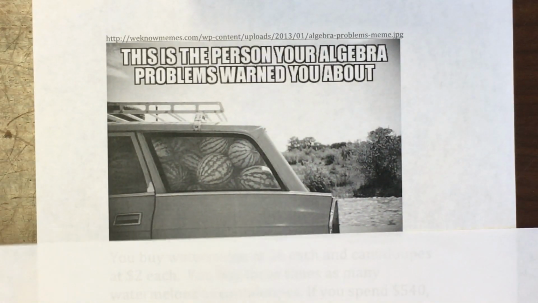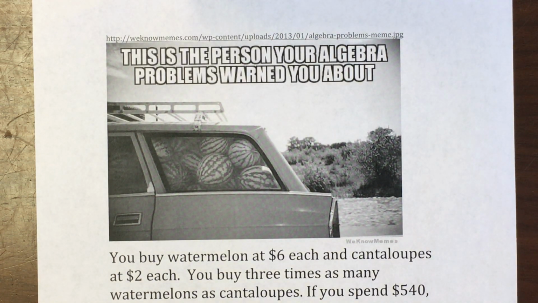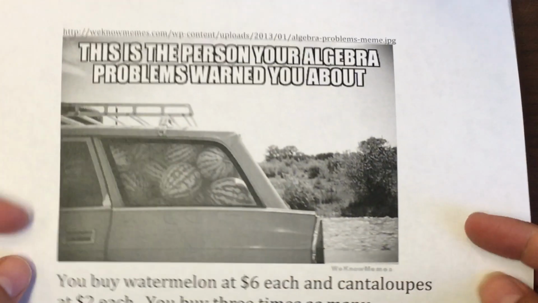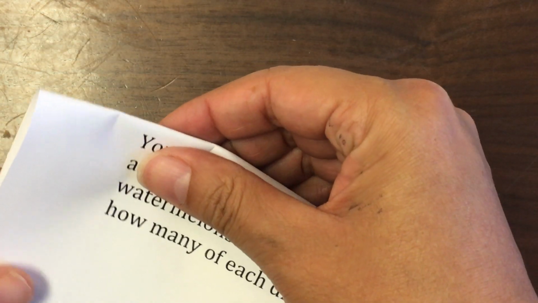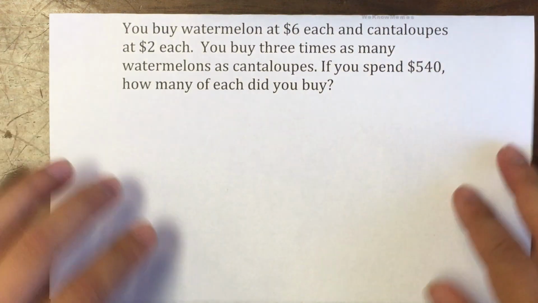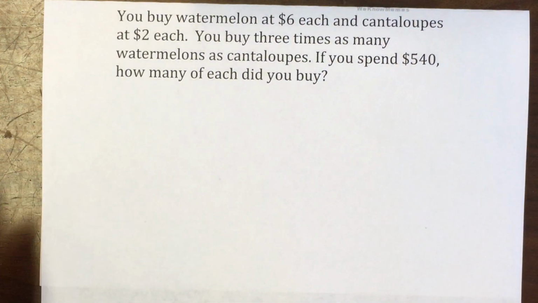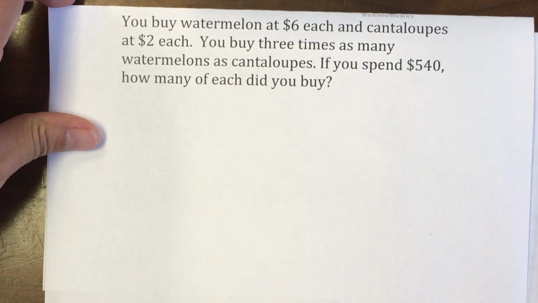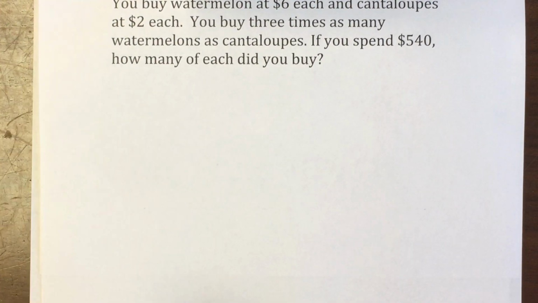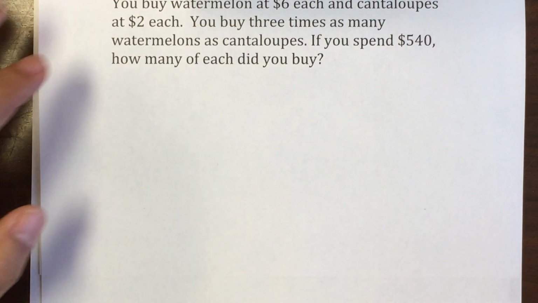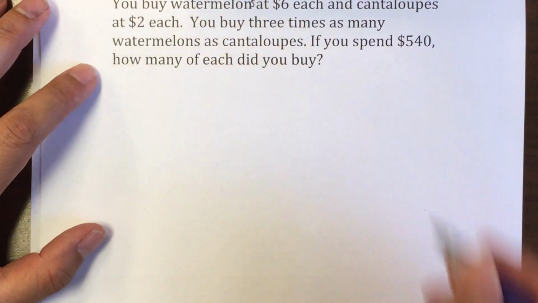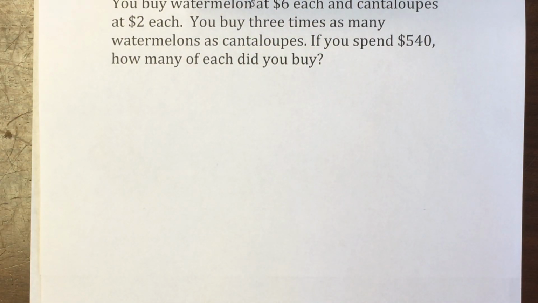Okay, let's go to another exercise. And so it says, you buy watermelons at $6 each and cantaloupes at $2 each. I think it's missing an S in there. You buy 3 times as many watermelons as cantaloupes. If you spend $540, how many of each did you buy?